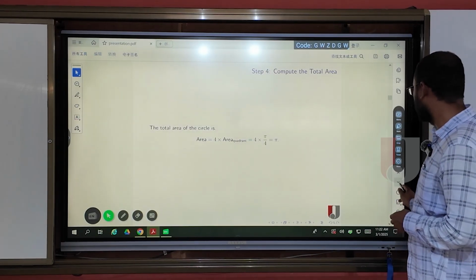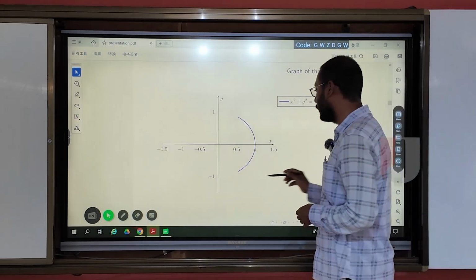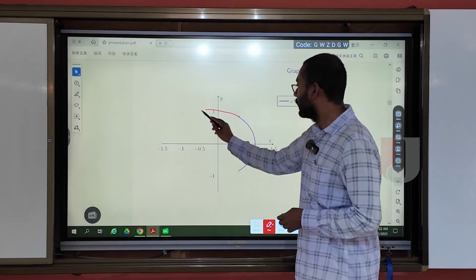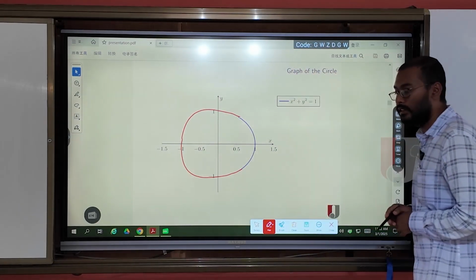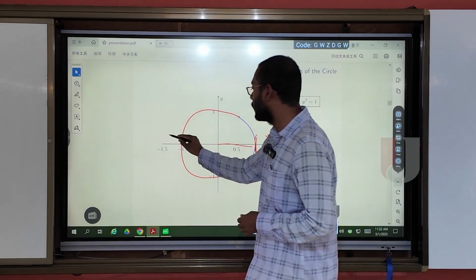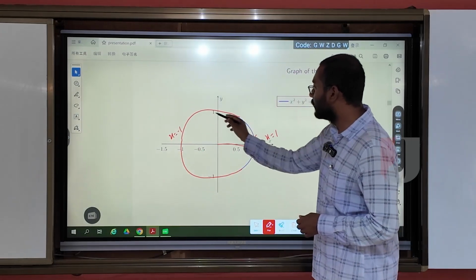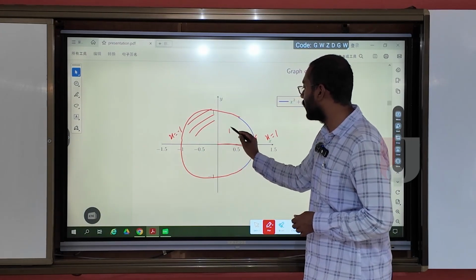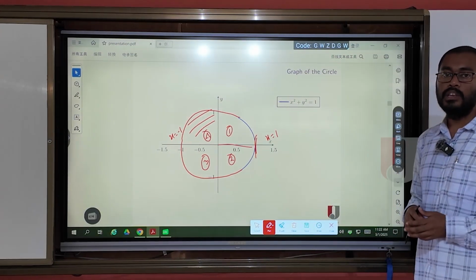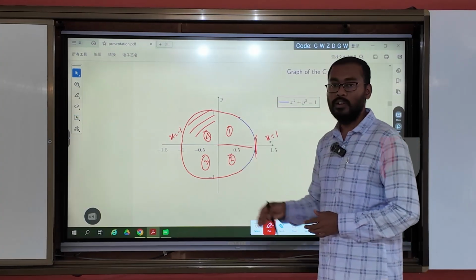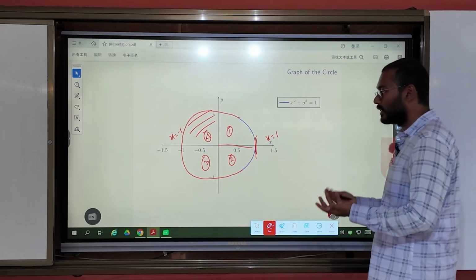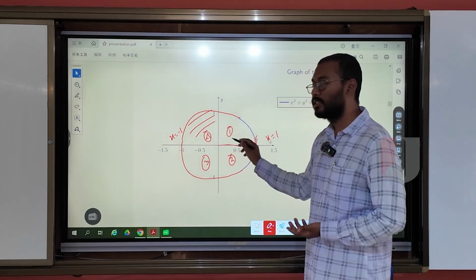So this is my circle, and if I draw this circle, this point is x equal to 1 and this point is x equal to minus 1. Now you can see that this is the first part, this is the second part, this is the third part, and this is the fourth part. All four parts have equal area, because this circle is symmetric about the x axis as well as about the y axis. So all four portions are the same.